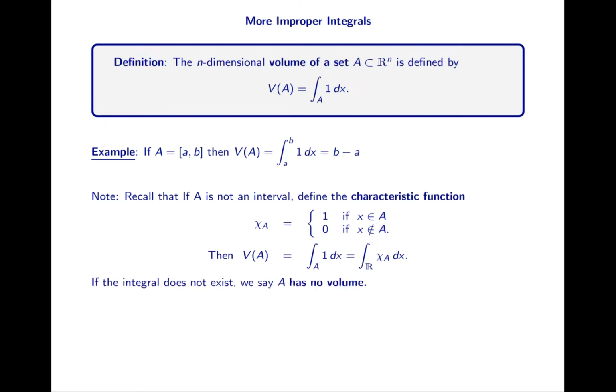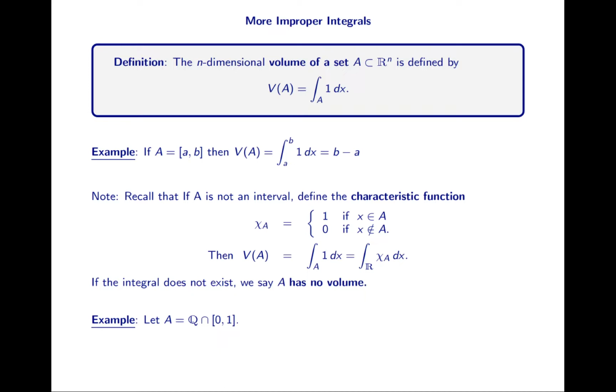If the integral does not exist, then we say A has no volume. Now, it's important to note that A has no volume is not the same as saying A has volume 0. Those are different statements. A has volume 0 means that integral is equal to 0. We'll see an example of that in just a little bit. A has no volume means that integral doesn't exist.